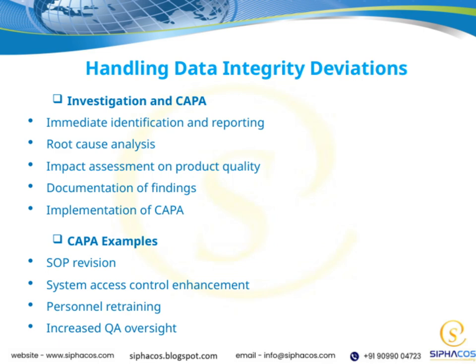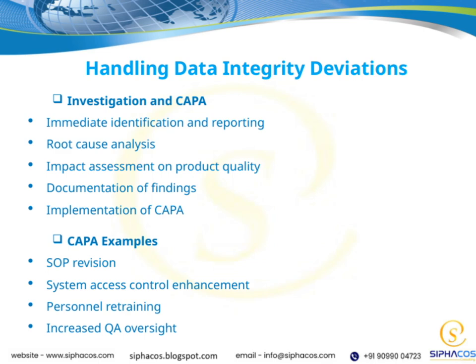We also need to assess how this deviation impacts product quality, ensuring that we maintain our standards and compliance. Documenting all findings carefully is vital, as it provides a clear record of what was discovered and how it was managed. Finally, implementing CAPA ensures that corrective actions are put into place and monitored for effectiveness.